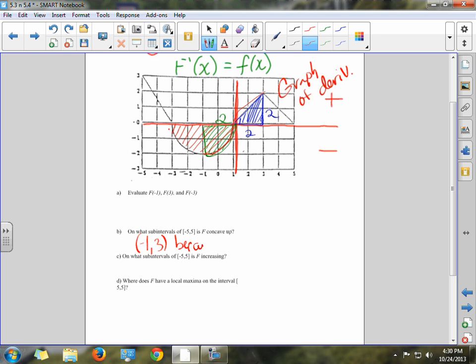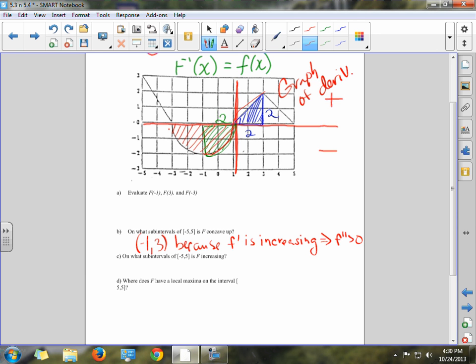Because f prime is increasing, which implies that f double prime is greater than 0. All right. On what subintervals of -5 to 5 is capital F increasing?